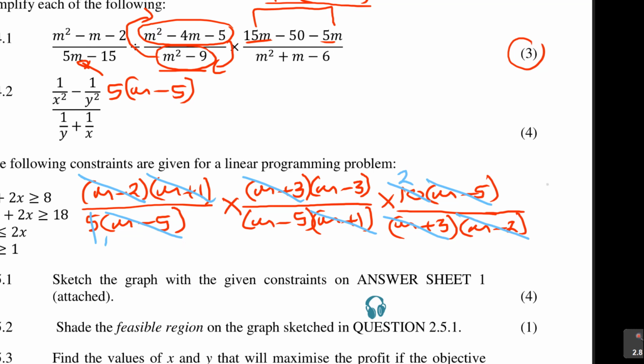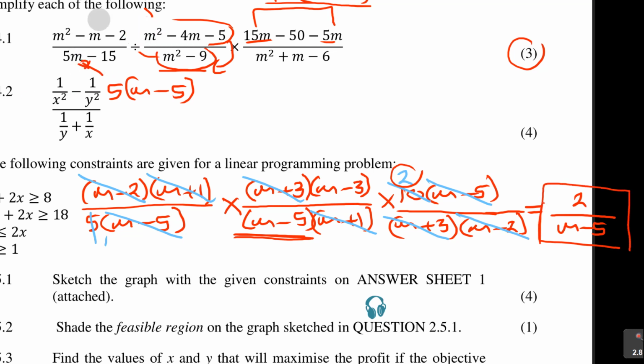On top, nothing is remaining but that 2. So it's 2 over... at the bottom, nothing remaining except that m minus 5. This now becomes my answer.